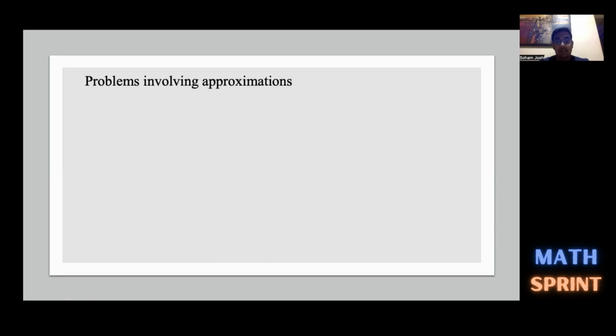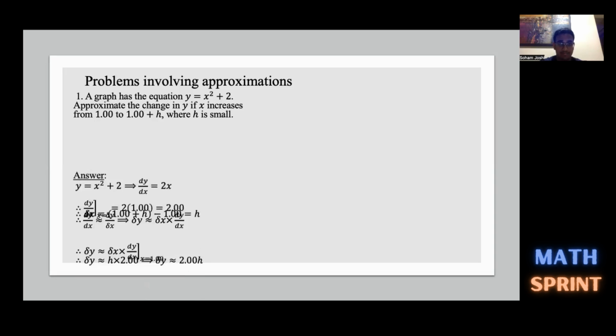Problems involving approximations. So let's do one problem. A graph has the equation y is equal to x squared plus 2. Approximate the change in y if x increases from 1.0 to 1.00 plus h, where h is small. You can take your time to solve this problem, so I recommend that you just pause this video for some time. Okay, so time's up. Here's the answer.